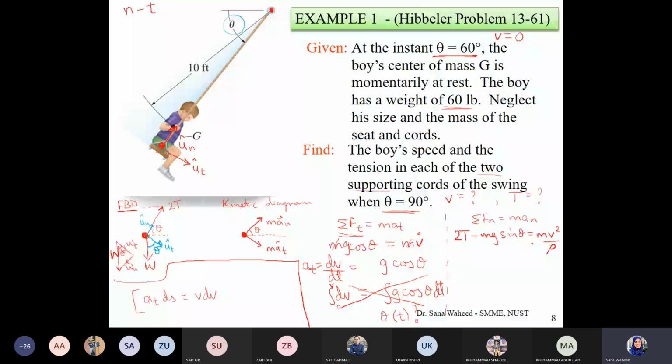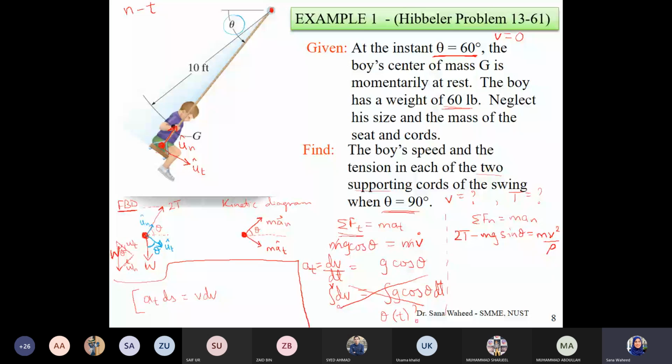I don't know my tension, I don't know my theta is changing, it's a function, right? So I can't just directly jump in to substitute my values. और फिर मेरी velocity जो है वो मुझे find करनी है. तो अभी मैं फंसी हुई हूँ अभी.